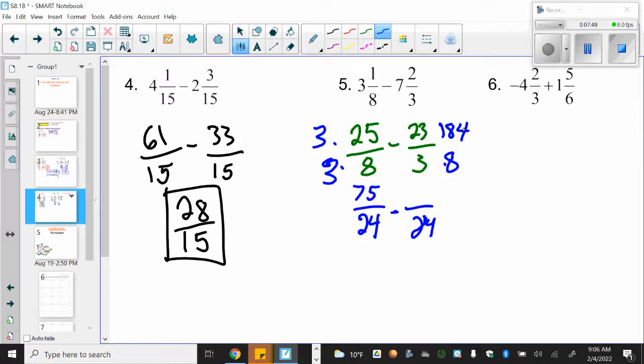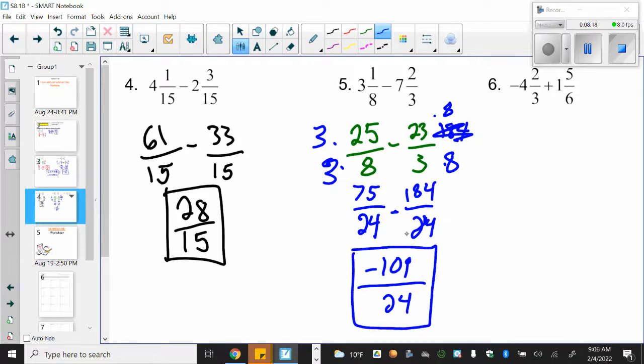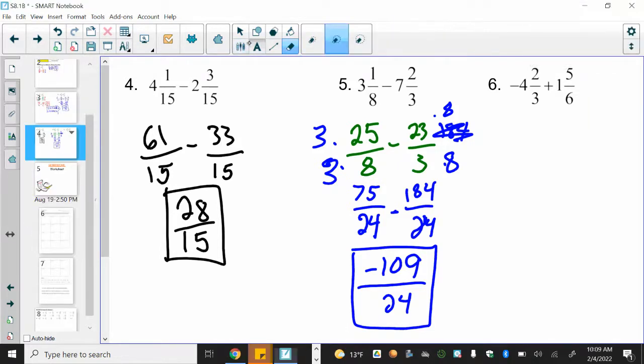Alright. So, times 8, sorry. 184. See, 75 minus 184. Whew. Negative 109 over 24. Let's see, 24 I can reduce by 2. 109 I cannot reduce by 2. 24 I can reduce by 3. 109, 9 plus 0 is 9, plus 1 is 10. I can't reduce by 3. No 5, no 10. I think that's it. Let's change that, though, so you can actually read what it says. 109 over 24.